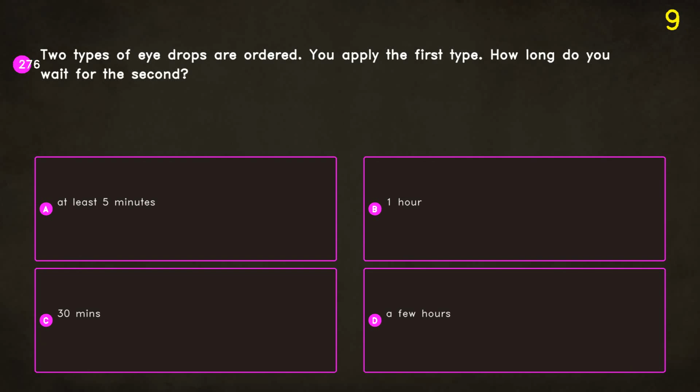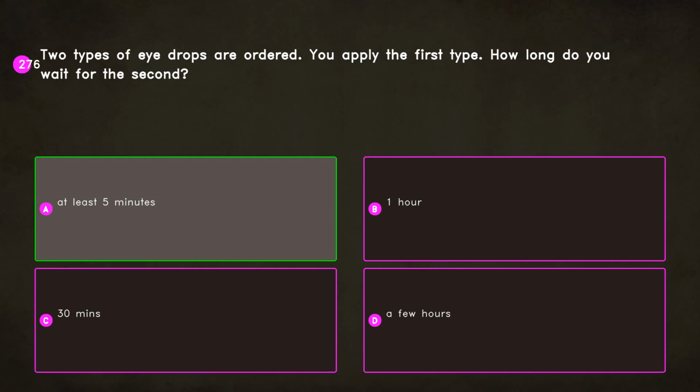Question 276. Two types of eye drops are ordered. You apply the first type. How long do you wait for the second? A. At least 5 minutes. B. 1 hour. C. 30 minutes. D. A few hours. The correct answer is at least 5 minutes.